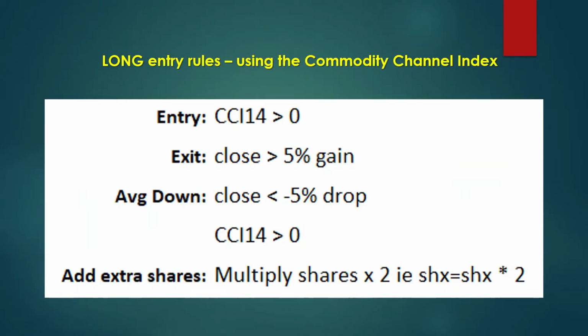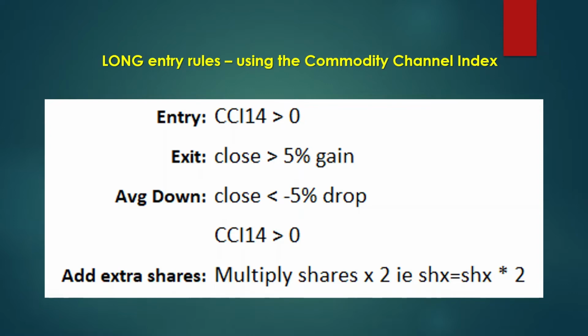So I'm going to demonstrate the entry and exit strategy with two scenarios. The first scenario is our common one, which we've been using for some time, where we enter the trade when the commodity channel index 14 period crosses over the zero line. We exit the trade when the closing price gains at least 5%. Take your profits and wait for another trade using the entry rule.